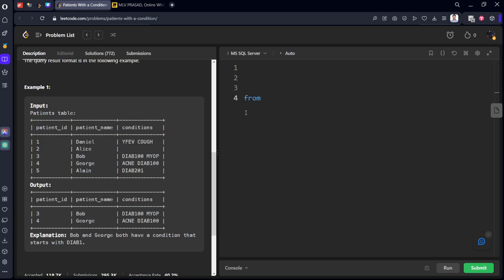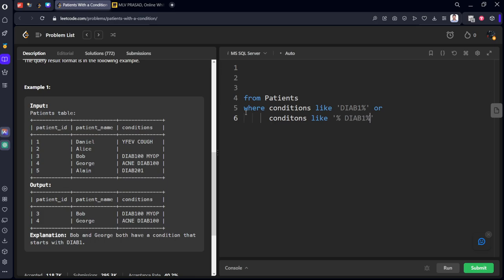From the Patients table, where conditions equal to, okay, it should be the LIKE operator because we are doing phrase matching. It should be starting with DIAB1, and after that anything can be there. Or condition like, there can be any name in the middle or at the start. Percentage stands for any number of letters. For example, DIAB1 followed by percentage means the value will start with DIAB1, after that anything can be there. Similarly here it can start with any number of letters, but some space should be there, and again DIAB1 should be there.